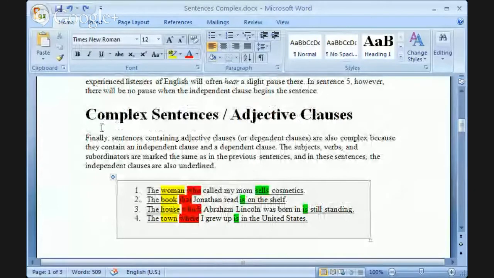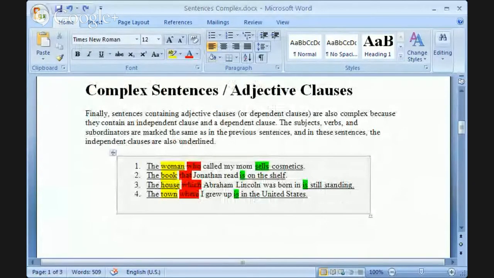Another form of complex sentence, adjective clauses. All right, relative clauses. Let's look at this a little more carefully. The woman who called my mom sells cosmetics. Now, if I was going to throw out "who called my mom," "the woman sells cosmetics," obviously that sentence by itself is a true sentence. It makes sense. It has a subject. It has a verb. No problem. The book that Jonathan read is on the shelf.